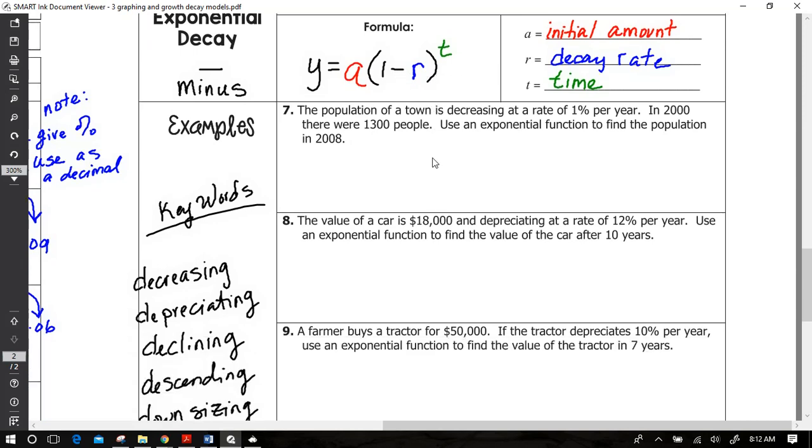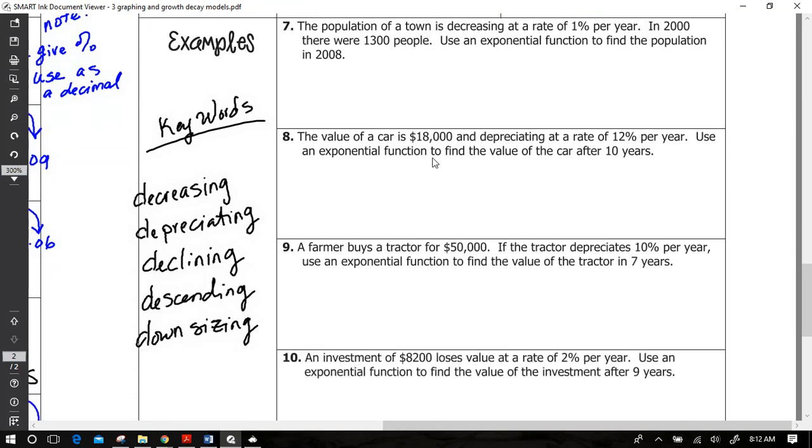And then my keywords are also slightly different. Most of the keywords for decay start with DE. So decreasing, depreciating, declining, descending, if I'm maybe talking about a plane, right? And then downsizing. So they are all D words, which is good. That's helpful.